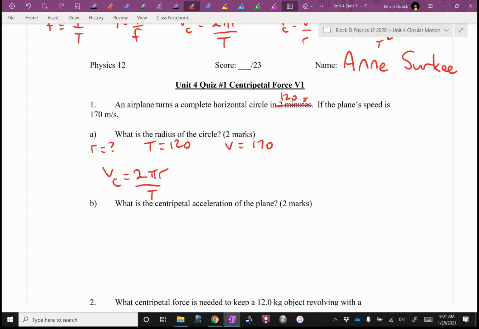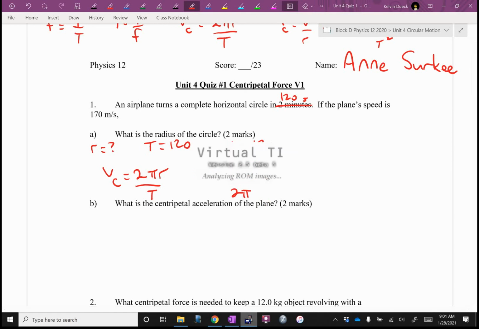I want to get the r by itself. How will I move the 2 pi over? What's the 2 pi doing to the r? So, how will I move the t over? So are you telling me that the radius is going to be the speed times the period divided by 2 pi? I agree with you.